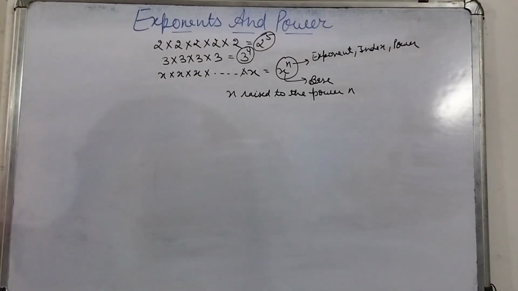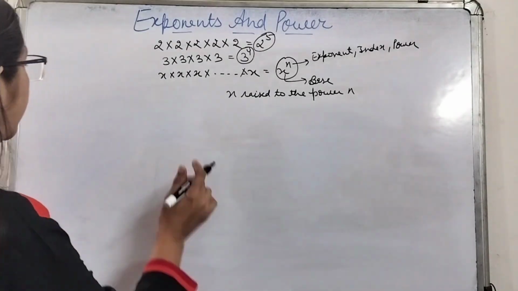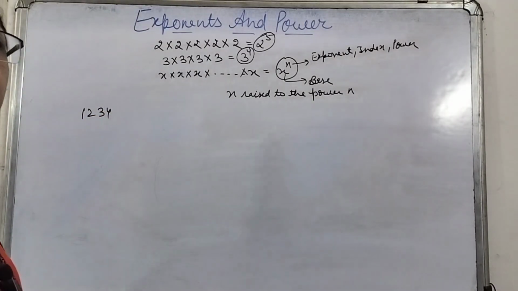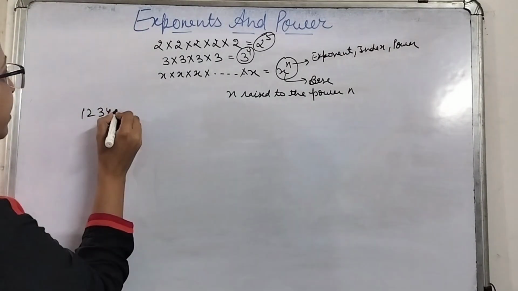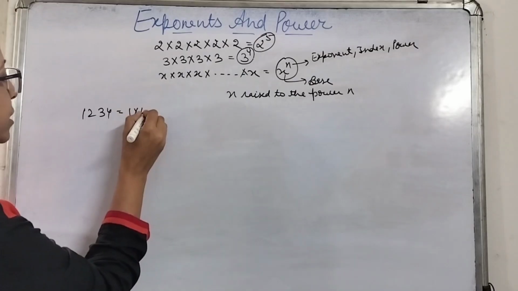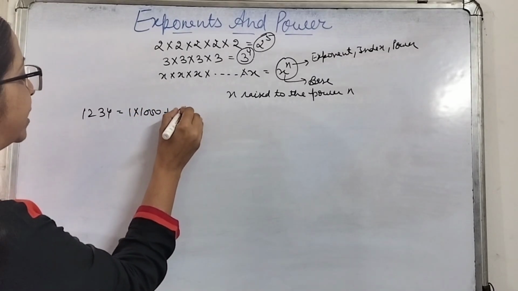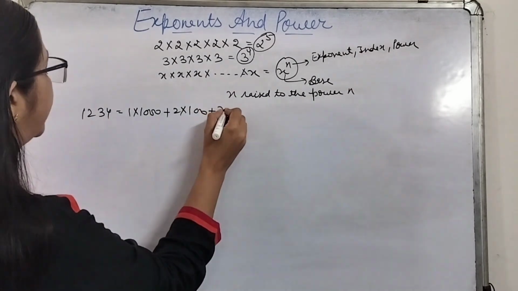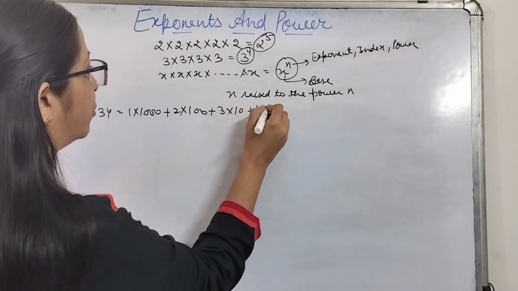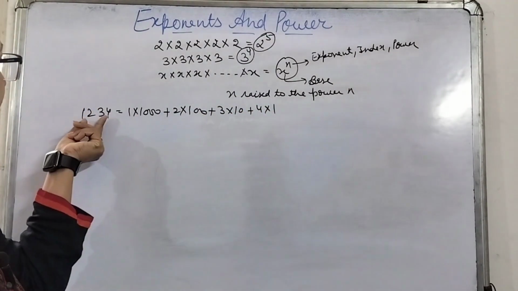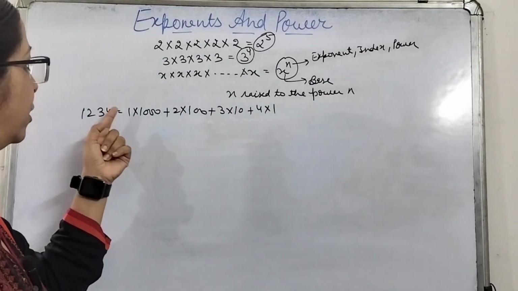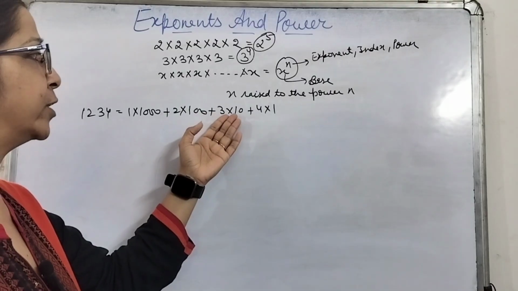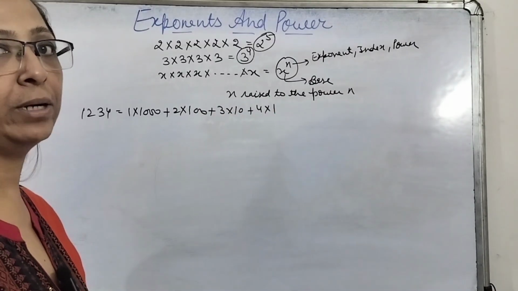Now we know the expanded form, how to write the expanded form. Suppose I take the number 1234. So how can we write it in the expanded form? This could be written as 1 multiplied by 1000 plus 2 multiplied by 100 plus 3 multiplied by 10 plus 4 multiplied by 1. This is the expanded form of 1234.